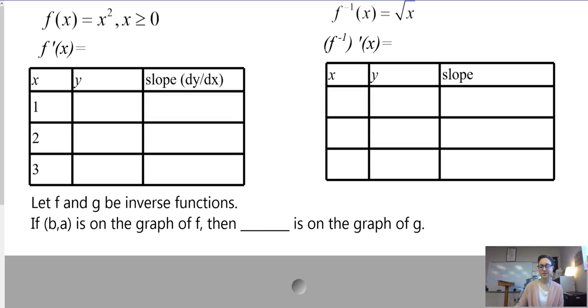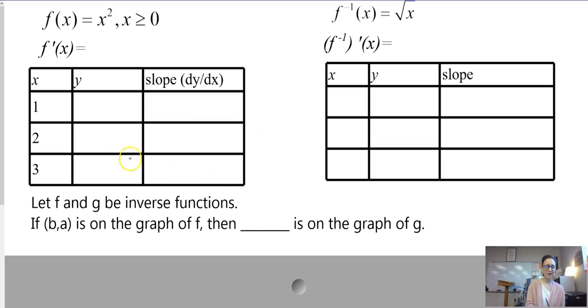All right, I'm going to force a pause on your screen. Can you please copy f of x and f inverse of x in your notes, and then leave some space for their derivatives? And then go ahead and make two tables, x, y, and slope for the two functions, and we're going to go 1, 2, 3 in the first column. All right, we are back.